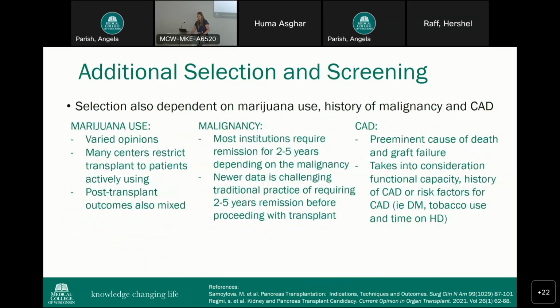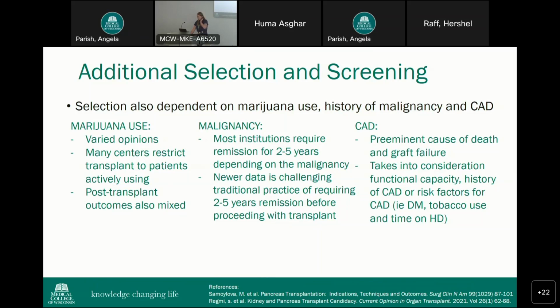I guess one of the most interesting selection criteria I discovered was marijuana use. I didn't take this into account. It's become actually pretty debated depending on the state. Legalization of marijuana is state-based, so there are varied opinions based upon some of the states or the transplant centers themselves. And kind of like a common theme of my entire presentation, the outcome and the opinion is mixed. So that plays into a part with marijuana use.